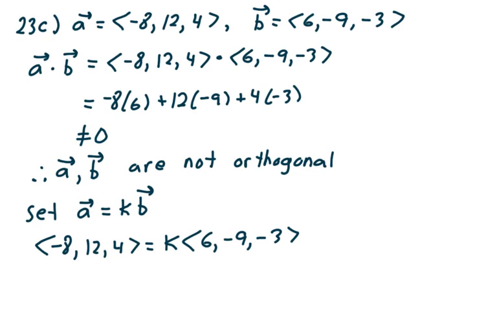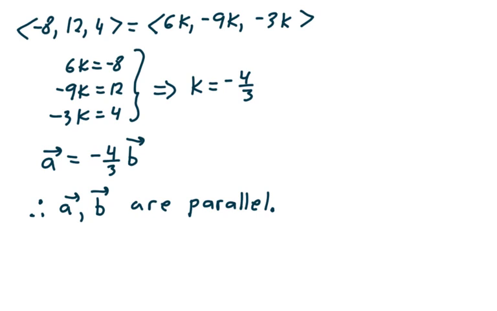Are a and b parallel? Set the vector a equal to k times the vector b. And so that says the vector negative 8, 12, 4 is equal to k times the vector 6, negative 9, negative 3. And so the vector negative 8, 12, 4 is equal to the vector 6k, negative 9k, negative 3k.